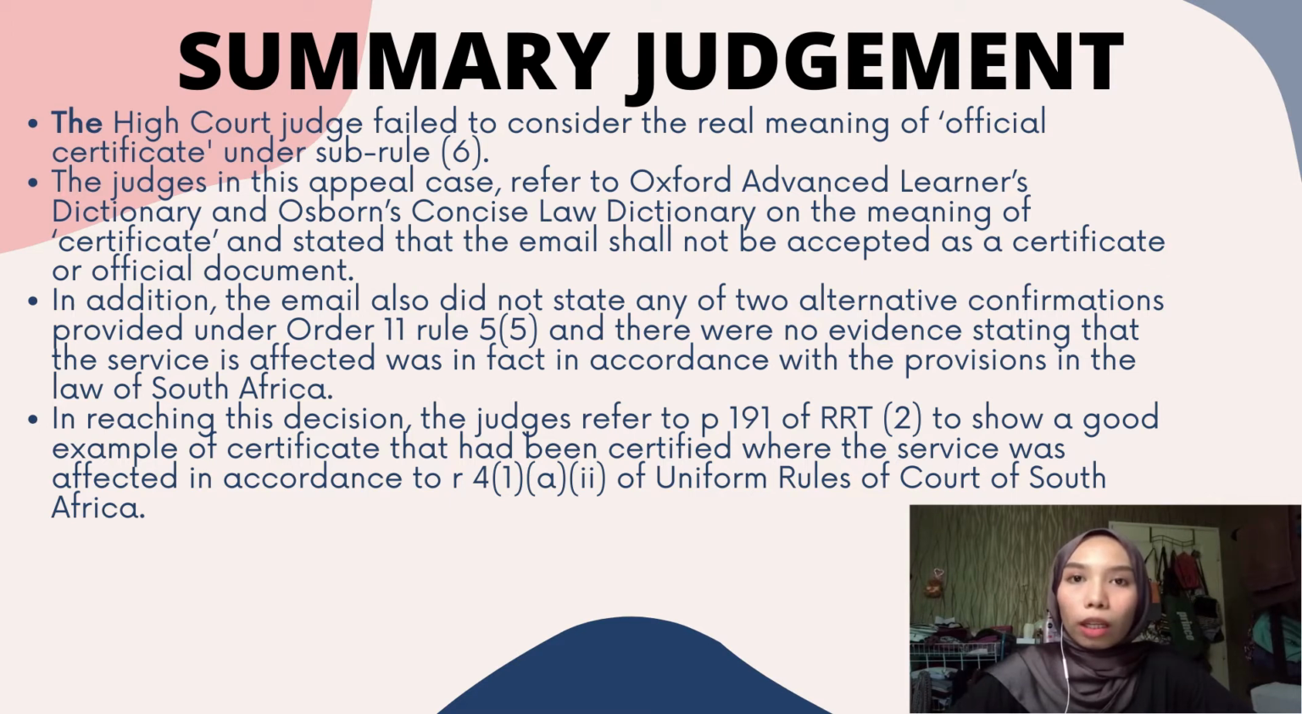The Court of Appeal stated that the High Court failed to consider the real meaning of official certificate under Sub-Rule 6. In this case, the judges of the Court of Appeal referred to the Oxford Advanced Learner's Dictionary as well as Osborn's Concise Law Dictionary to refer to the real meaning of certificate. The Court of Appeal judges stated that the email shall not be accepted as a certificate or official document after reference has been made. In addition, the email also did not mention any of the two alternative confirmations under Order 11, Rule 5, Clause 5.